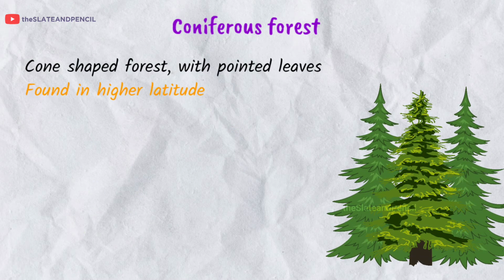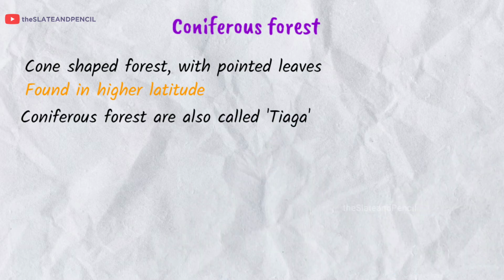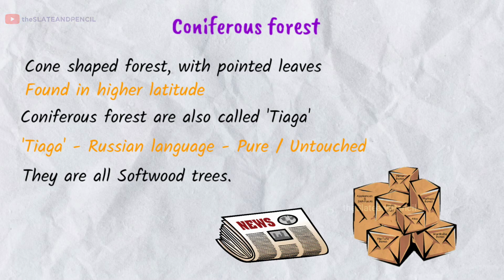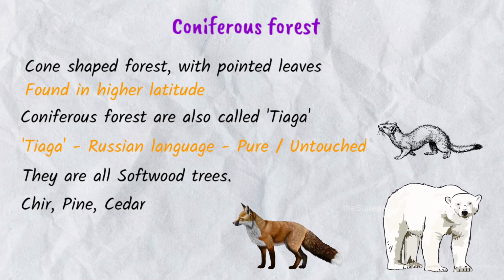Coniferous forests are found in the higher latitude and on the top of the Himalayas in abundance. They are also called taiga. Taiga is a Russian word which means pure and untouched. They are all softwood evergreen trees. These woods are good for making paper, newsprints, matchbox and packing material. Fir, pine, cedar are important trees found in the coniferous forest. Silver fox, mink and polar bear are also common wildlife in these areas.